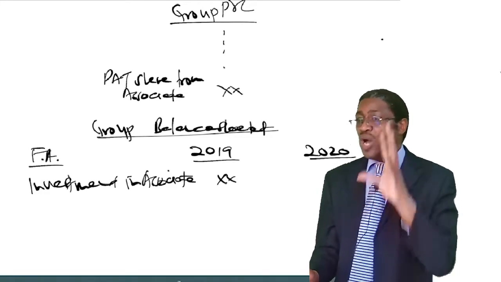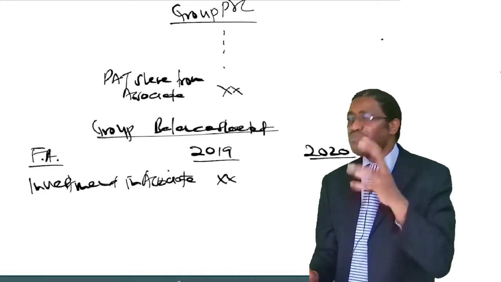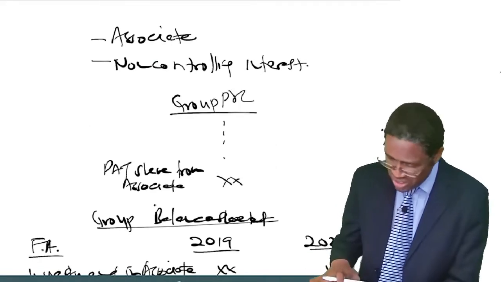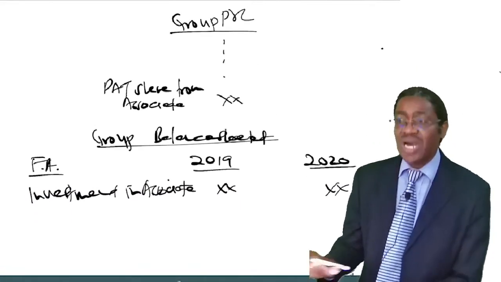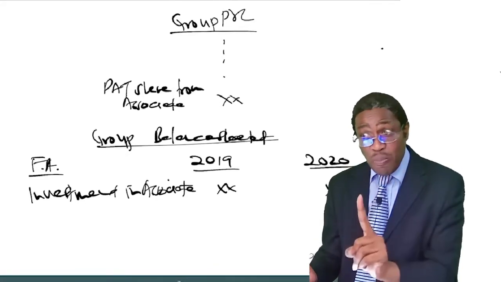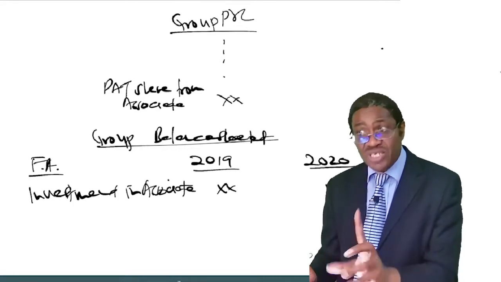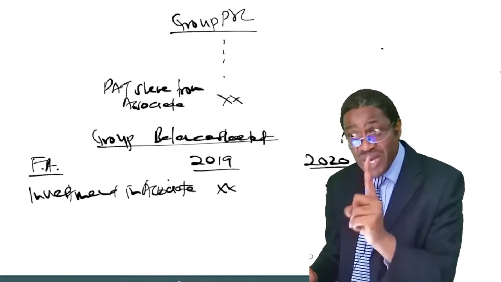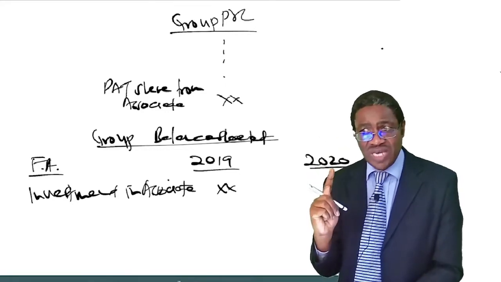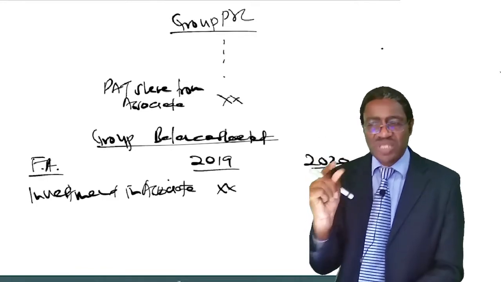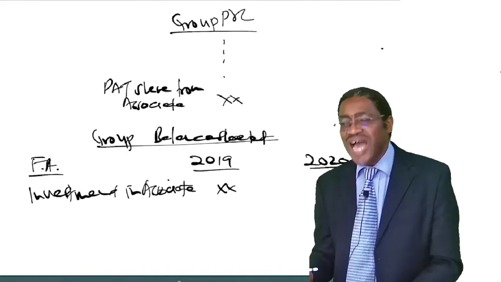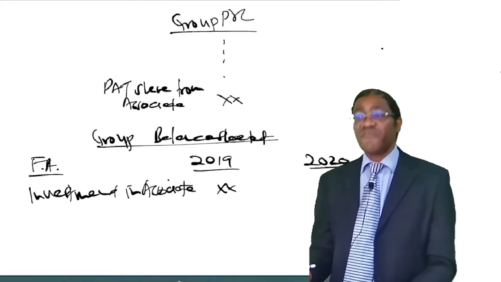Listen now. So I have reminded you how to account for an associate, both in the P&L account and also in the balance sheet. But don't forget, we are not preparing group P&L account, we are not preparing group balance sheet, we are preparing group cash flow. So how then does an associate affect cash flows? That's what I want to talk about now. How then do associates affect group cash flow?